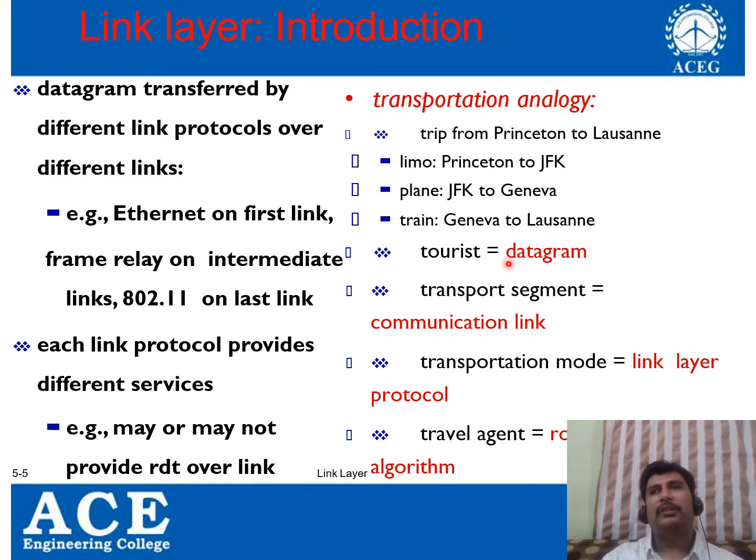The person who is traveling will be referred to as a datagram, because that is the data we want to transport. The link is the communication link, the path we travel. The mode of transportation is the protocol we use: Ethernet is similar to a bus or car, road transport. Frame relay we can refer to as a plane, and the IEEE 802.11 wireless link is like a train, right? So the travel agent is nothing but the routers, which help us travel from source to destination.